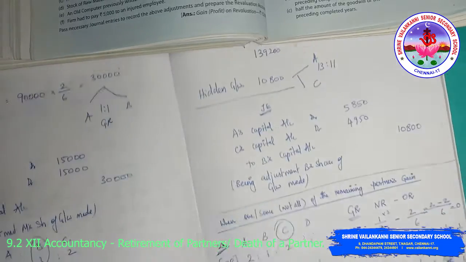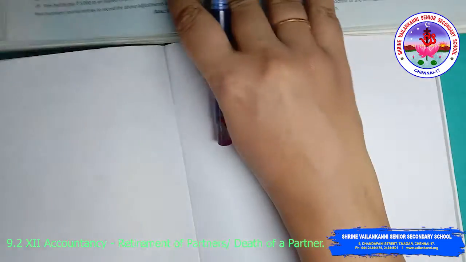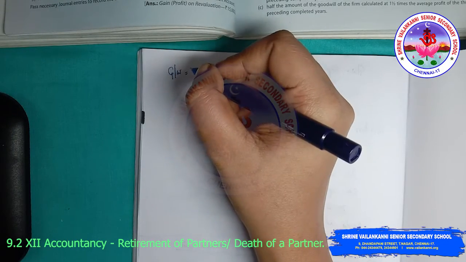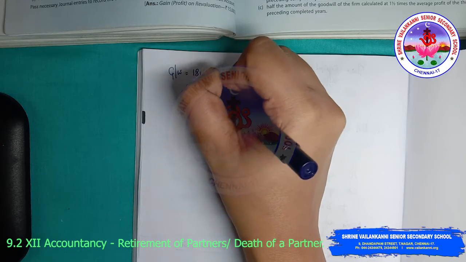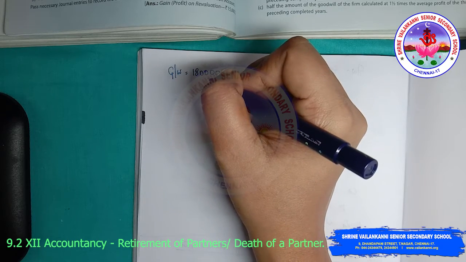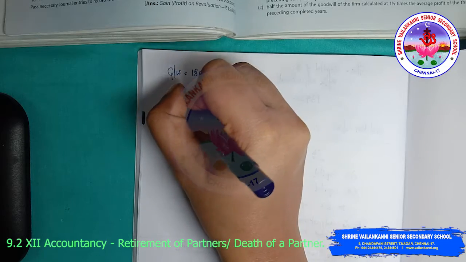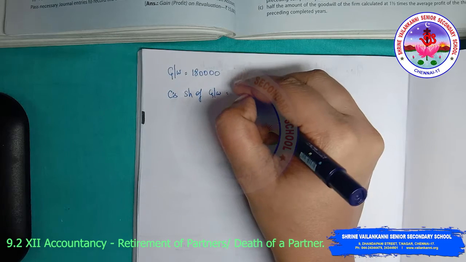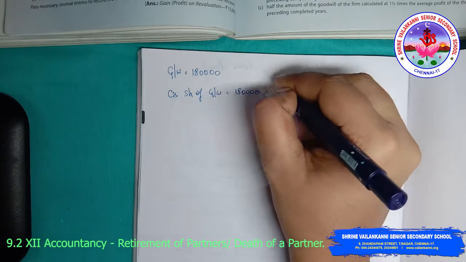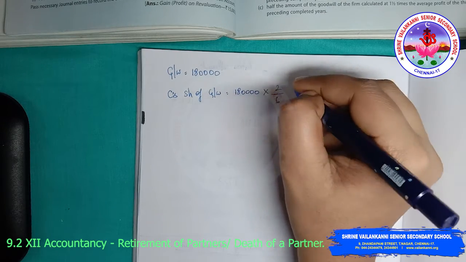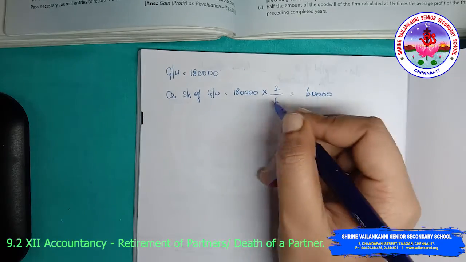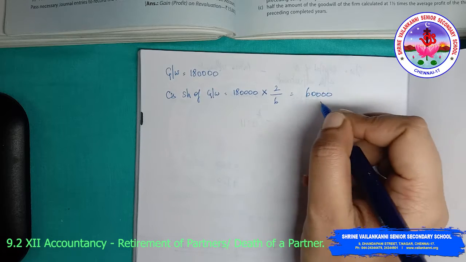Now we have to treat the goodwill. So what is the value of goodwill? Goodwill is equal to 1,80,000. What is the share of C? C's share of goodwill is 1,80,000 into 2/6, so it comes to 60,000.